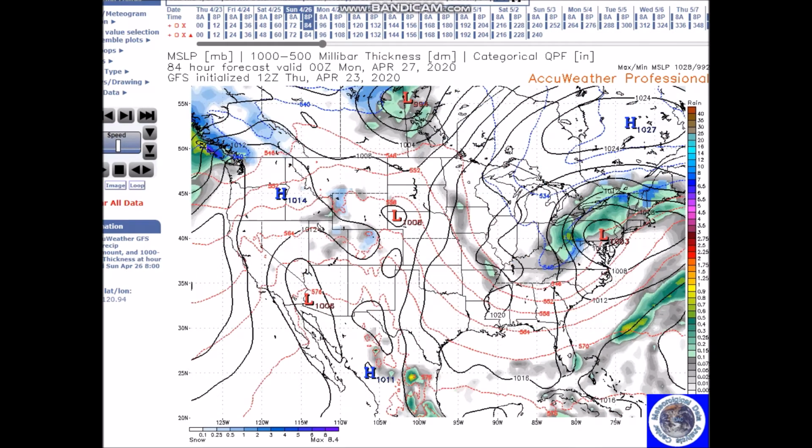And let me try to get this stable. Areas of higher elevations in the interior northeast and mid-Atlantic could see some snow as well, down into the mountains of West Virginia. Could see a little bit of snow.